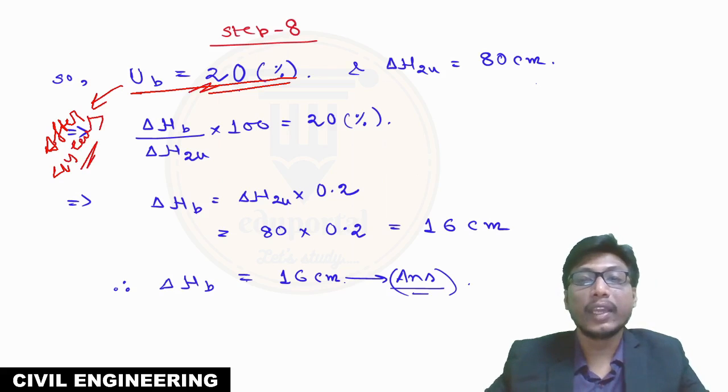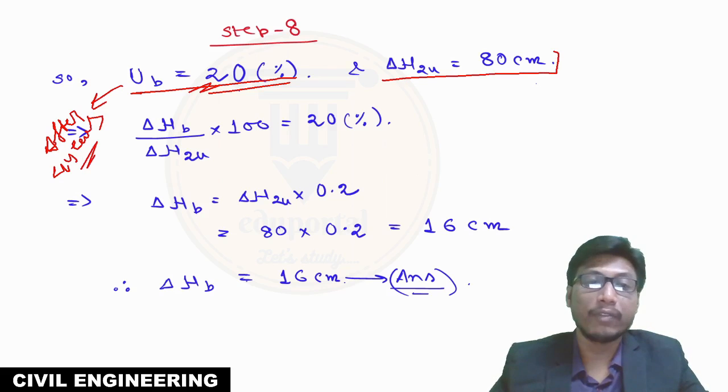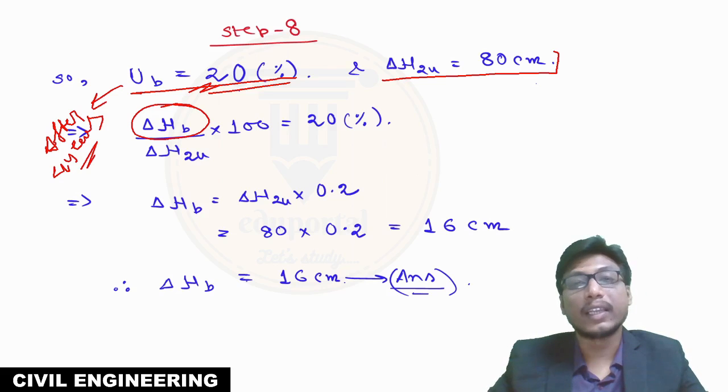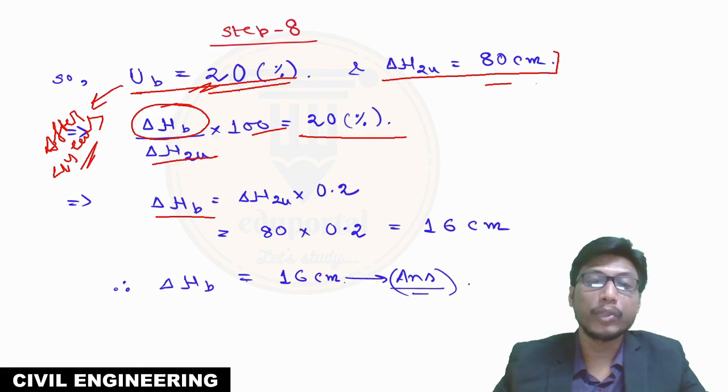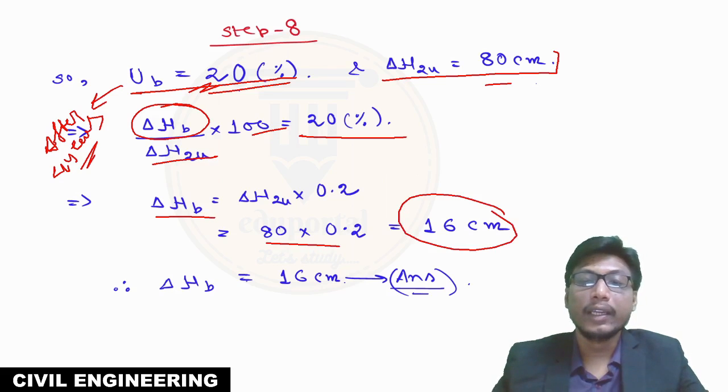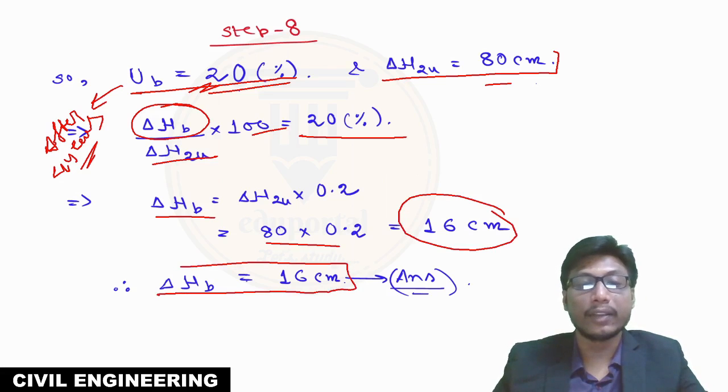Again, del H2U, the ultimate settlement, is 80 centimeter, that we have already found. So what will be the settlement after 4 years? Suppose del HB is the settlement after 4 years. Putting these values, del H2U we know is 80 centimeter, and degree of consolidation 20%, divided by 100. If we put all these values, we get del HB equal to 16 centimeters. So this is the answer.